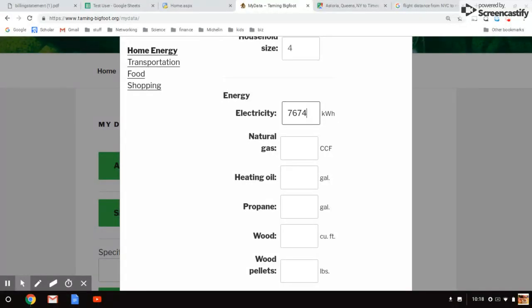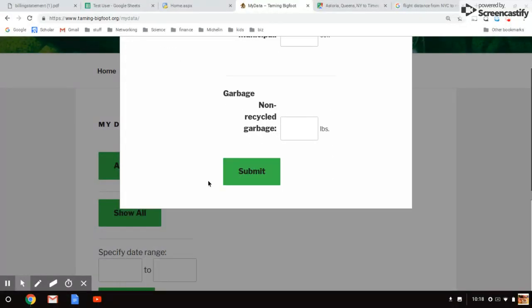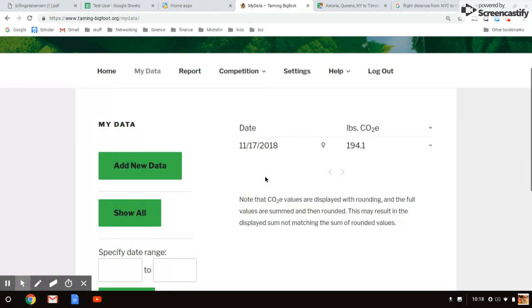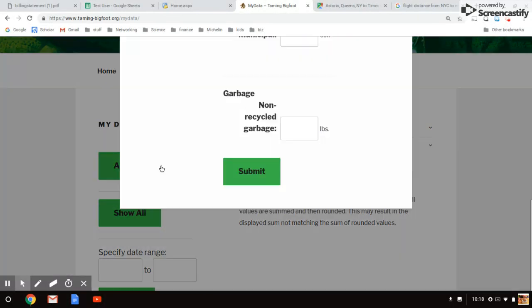764. Submit. Okay. I just do everything once per month, so all my data is going to be the same. I'll just submit all this for November, so it's easy, and then I'll know how much carbon I emitted in November. Okay, 200 pounds of CO2 emitted for that. What's next?